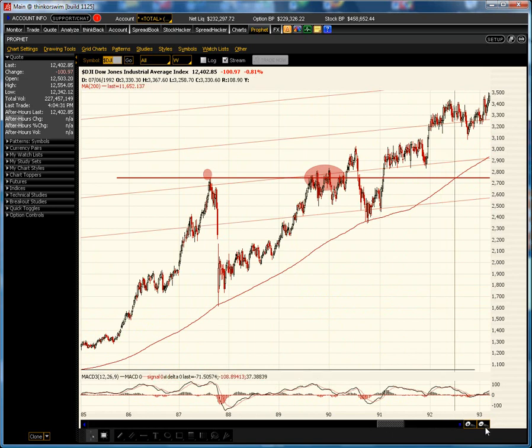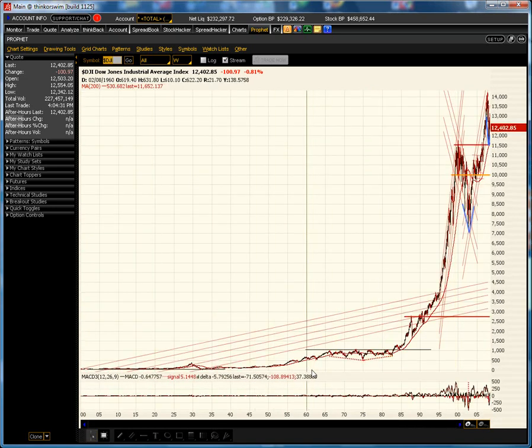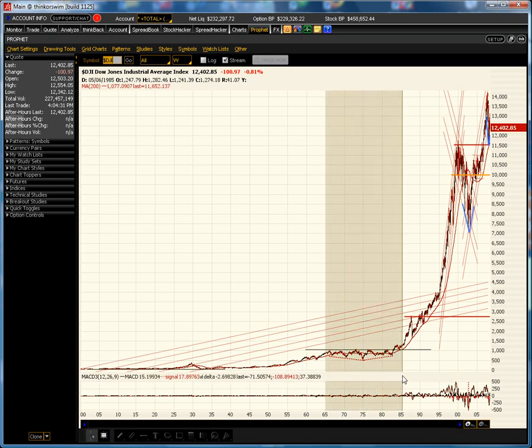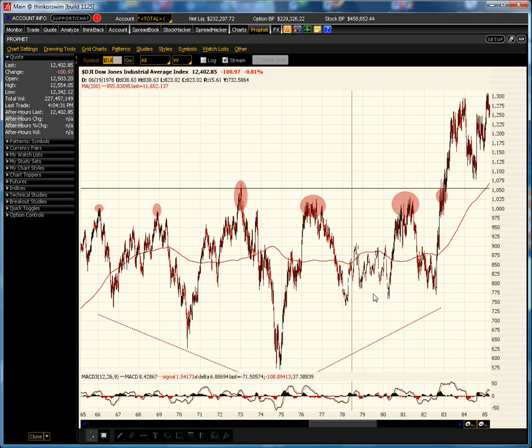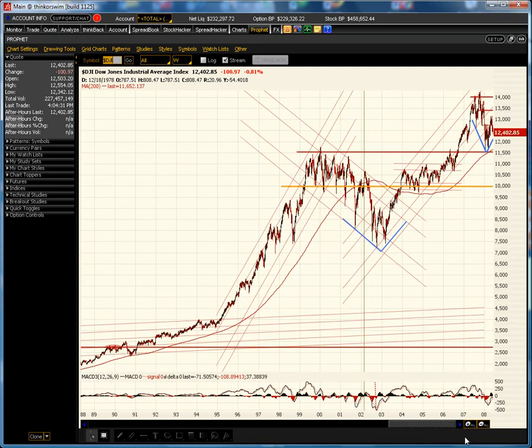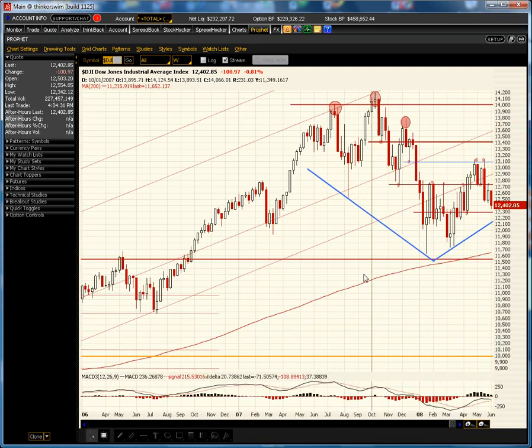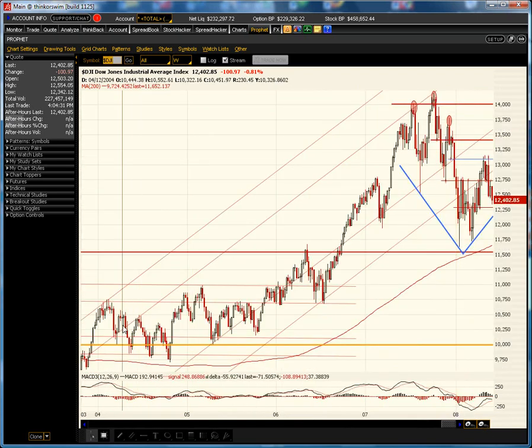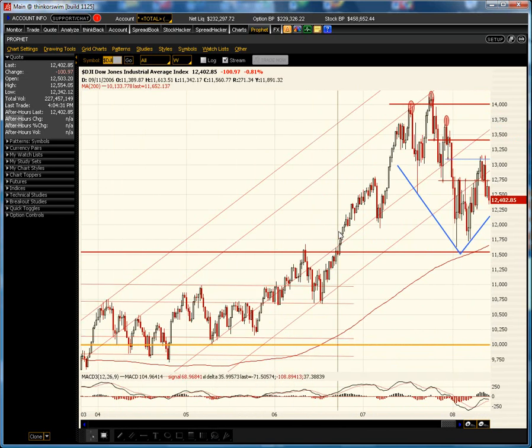There was one resistance level here from 1966 all the way to 1985. This was a fairly significant resistance level at the 1000 level that took a very long time to break through. Do I think it's going to take that long to break through the 14,000 level this time? Probably not, because it seems like every time we hit a new resistance level, the time it takes us to break through above that level gets shorter and shorter and shorter.